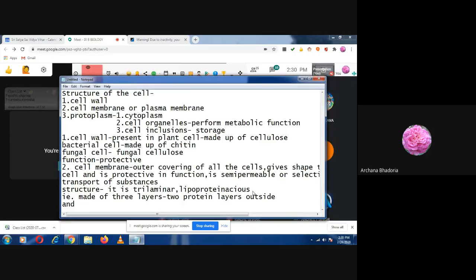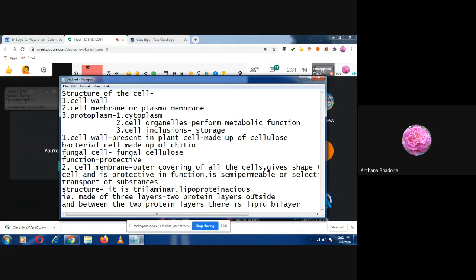Between the two protein layers, there is a lipid bilayer. Did you understand now what I am saying? ऊपर और नीचे प्रोटीन की दो लेयर्स रहती है और उन दो प्रोटीन लेयर्स के बीच में लिपिड की दो लेयर्स रहती है. That's why we are calling lipid bilayer.